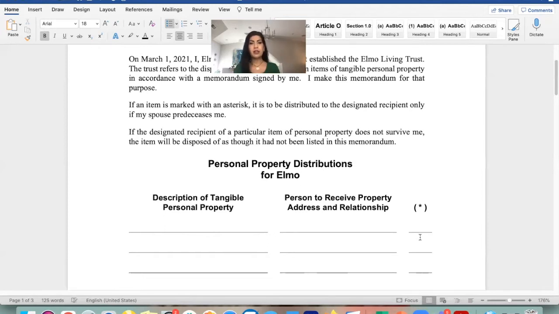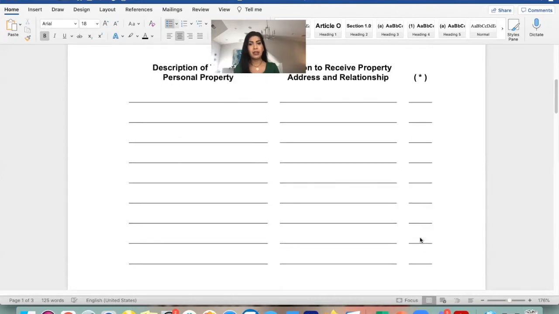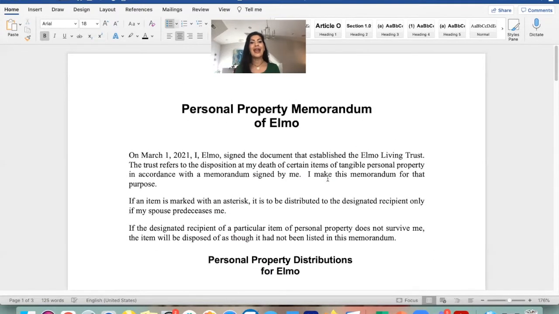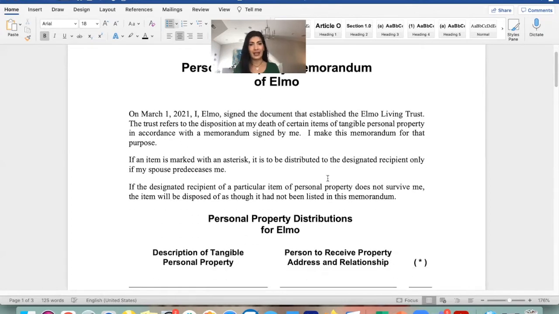This is where you're going to list those tangible personal items. And the great thing about this is once you date it and you sign it, it becomes legally valid. So you don't need attorneys, you don't need it to be notarized, no witnesses. You can change this form at any time. You can change it 10 times a year or once a decade.